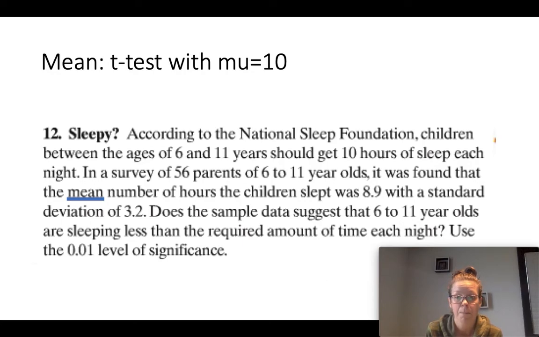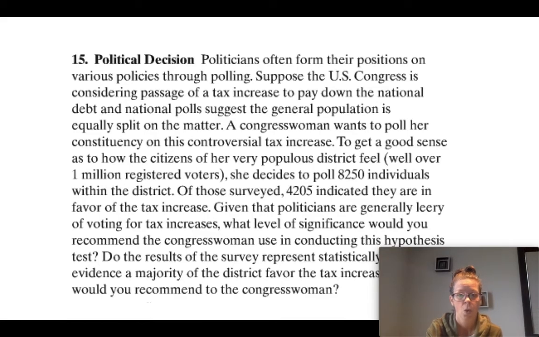And we're going to be testing that the mu is 10 because that's the recommendation. They should be getting 10 hours. Our alternative, does this suggest that they are sleeping less than the required amount? Less than 10 is going to be our alternative hypothesis. And this is 8.9. That does actually seem like quite a bit less than the required amount. So this one might actually even be practically significant. If they're sleeping more than an hour less than they're supposed to, it does seem like they might be sleepy kids then.